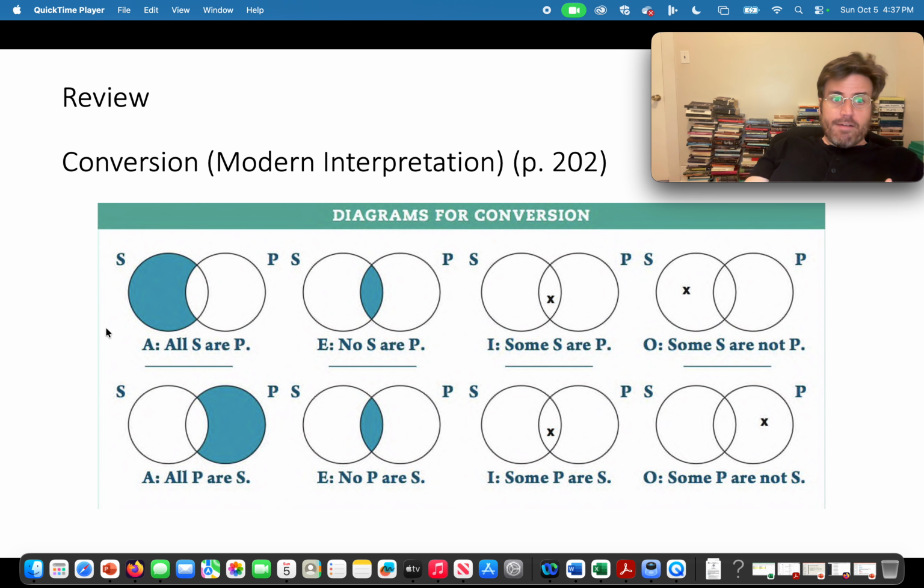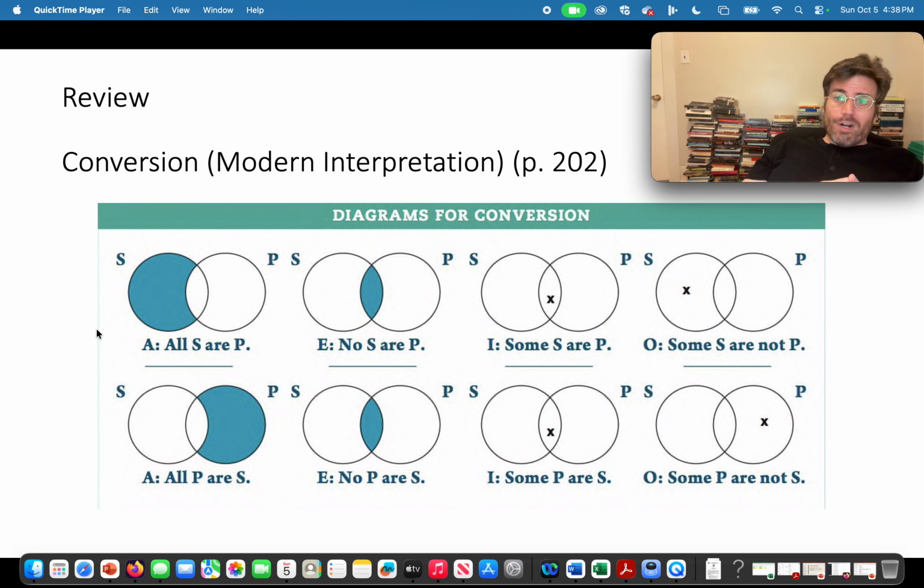However, we do not have valid conversion for our A proposition, the universal affirmative, all S are P, on the modern interpretation, because the modern interpretation denies existential import for universal class terms. And so to say all S are P is not the same thing as saying all P are S. That is different, however, on the traditional interpretation.